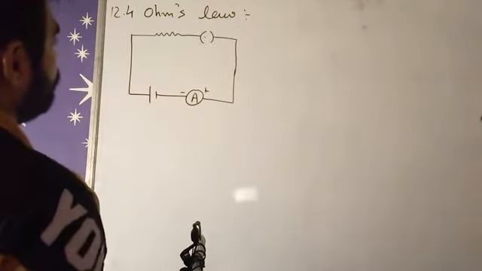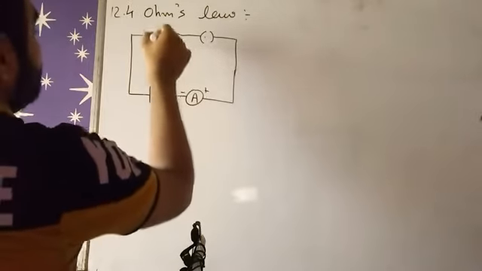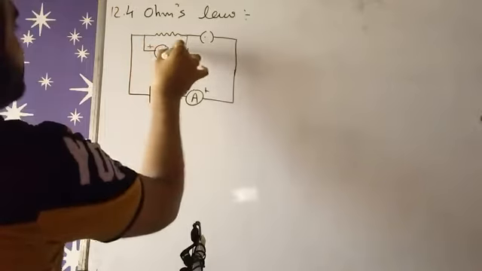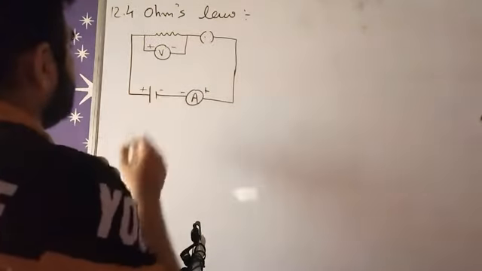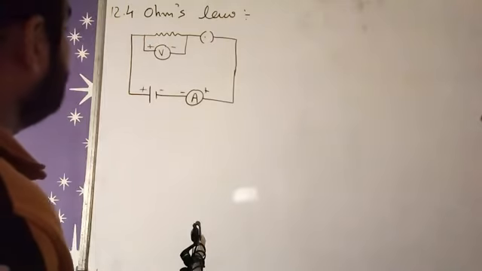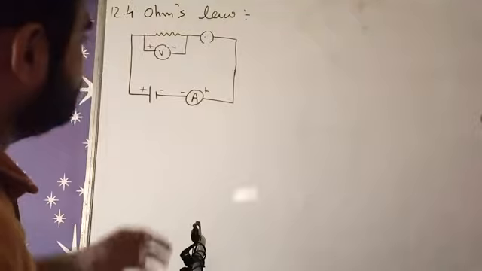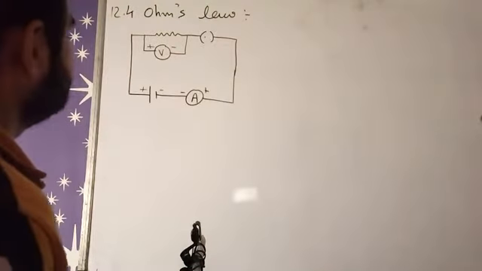But to find the voltage, we have to connect the voltmeter in parallel with the series. So this is the voltmeter, this will be positive, this will be negative. Positive, negative, right? So for Ohm's law, we have to derive the relationship between voltage and current.